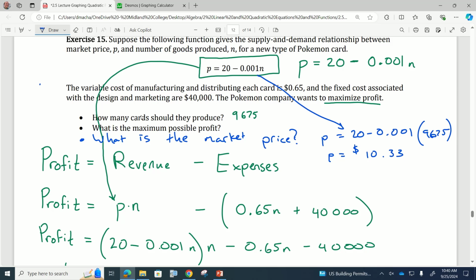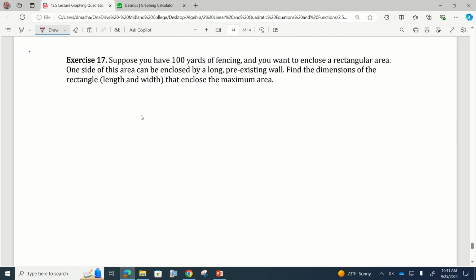In real life, the functions that describe the market price are not linear, right? They're like nonlinear curves. And so it's a little bit more complicated than this. Suppose you have 100 yards of fencing. Let's say you're like a rancher or something.